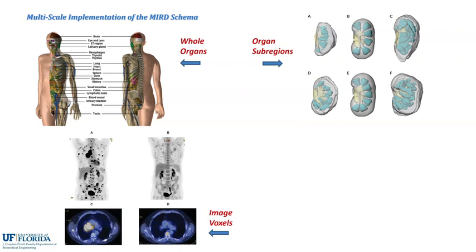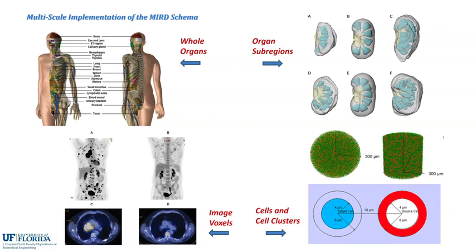Image voxels could be declared to be source and target regions. You can have PET and CT and PET CT, SPECT CT. The individual voxels can be defined as source and target regions. And then you can even carry this down to computational models of individual cells and cell clusters as representing sources and targets. So the MIRD schema is very dynamic. You get to pick what the source and target regions are.